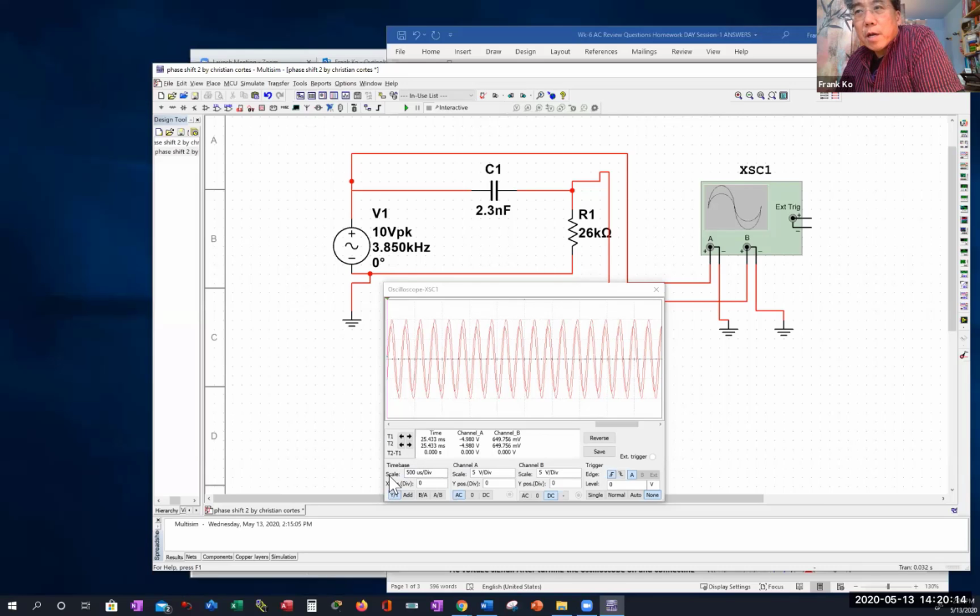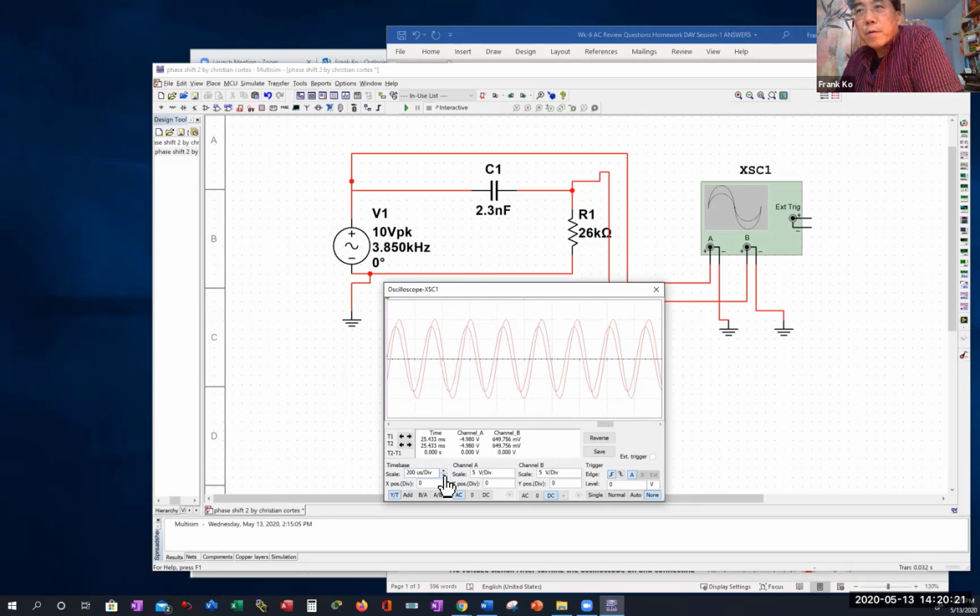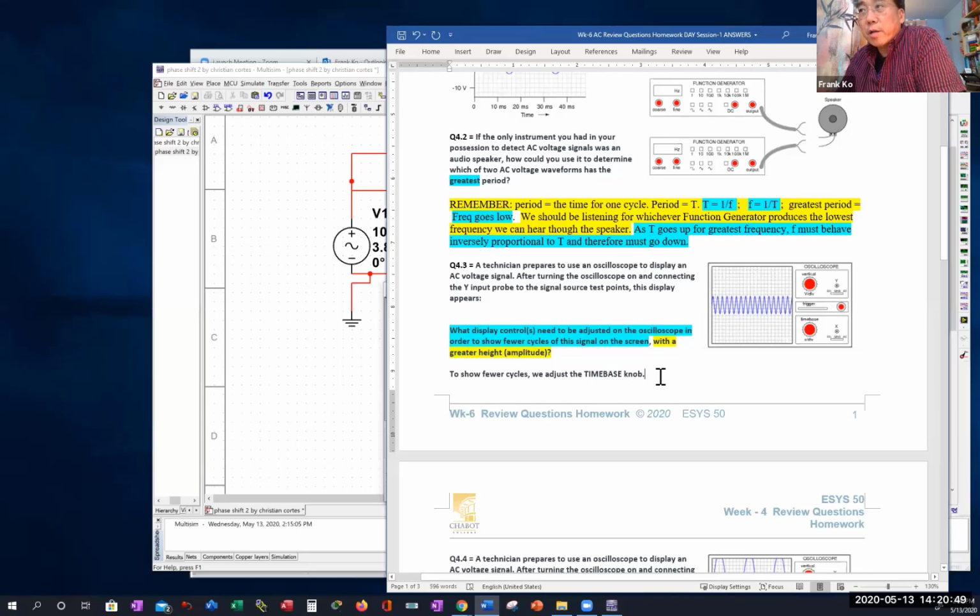So I play with my time base control, take it from 500 microseconds per division, and decrease this to 200, decrease this to 100, decrease this again to 50. Is this how I show fewer waveforms on my display? And yes, you're absolutely correct. We would use the time base because that changes the number of waveforms we have on the display over a period of time. Is everybody clear on why the answer is the time base knob to show fewer cycles?